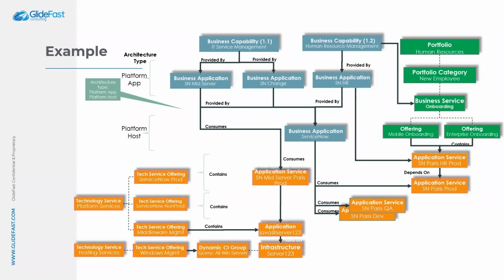So we still have an application service for SaaS-based products because they still have some operational health associated with them. We just don't have the dependency relationship to any form of infrastructure because we don't have that visibility to something that's hosted externally to ourselves.